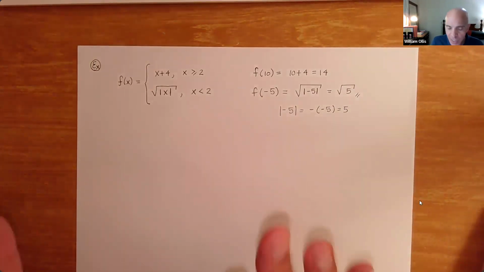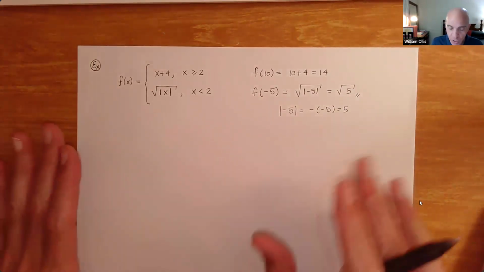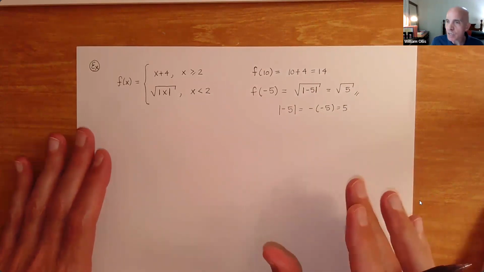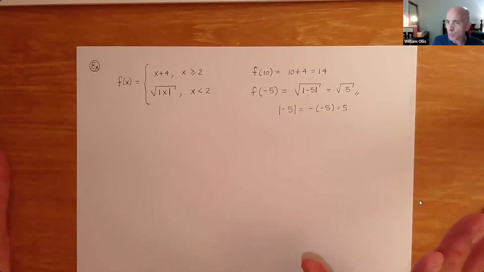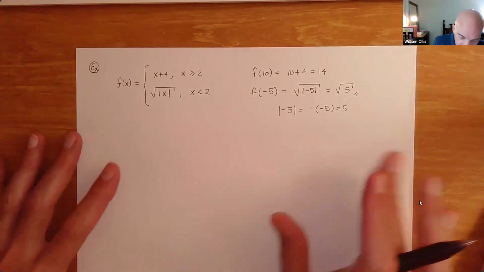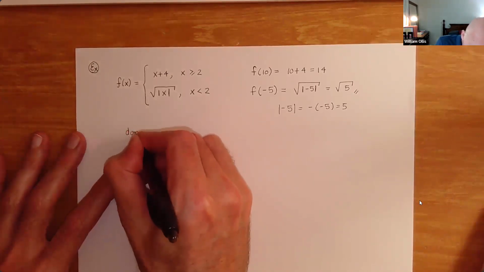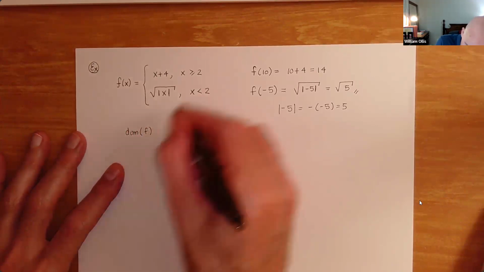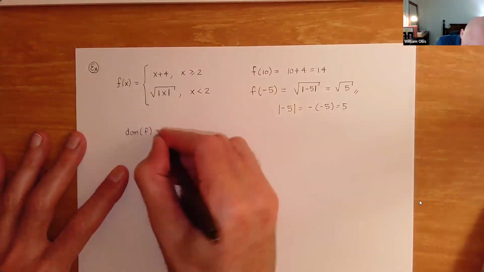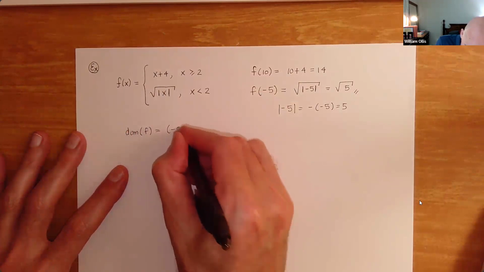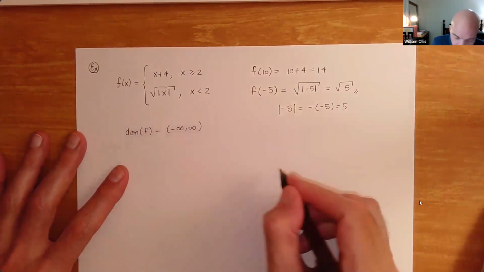So what's nice about this particular definition is that it gives us a function that may be useful to a problem that we are working. So let's note the following. Note the domain of f is defined for all real numbers. We have not left out any numbers in the real line, so we have negative infinity to infinity.